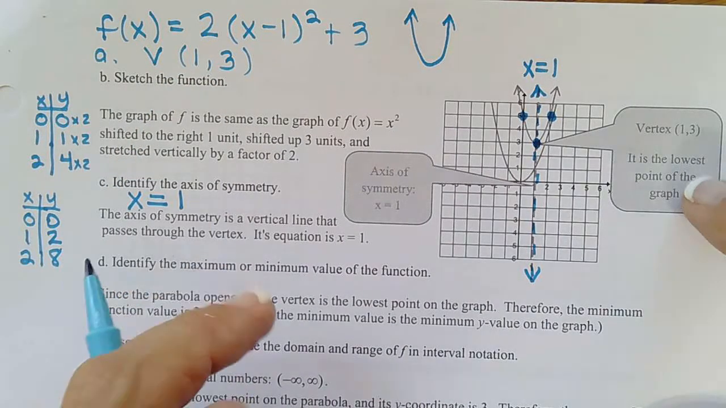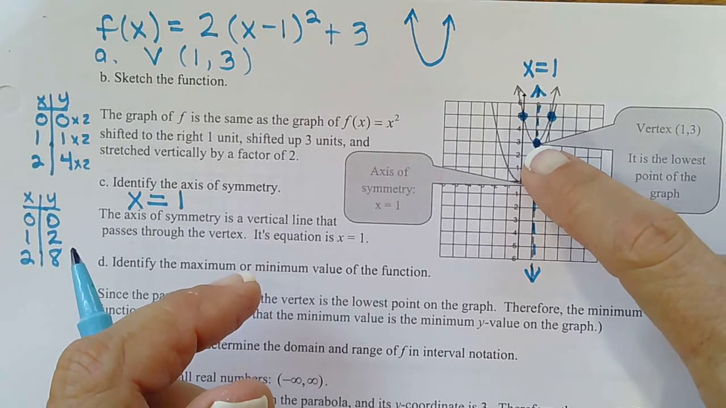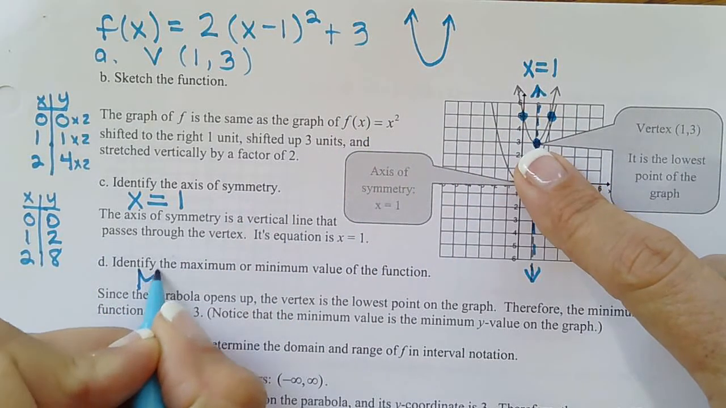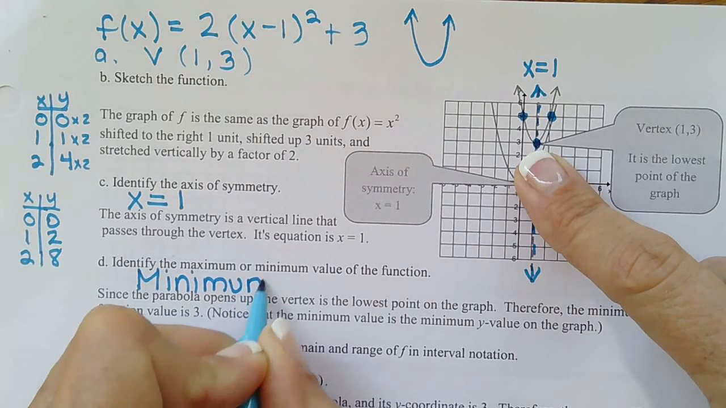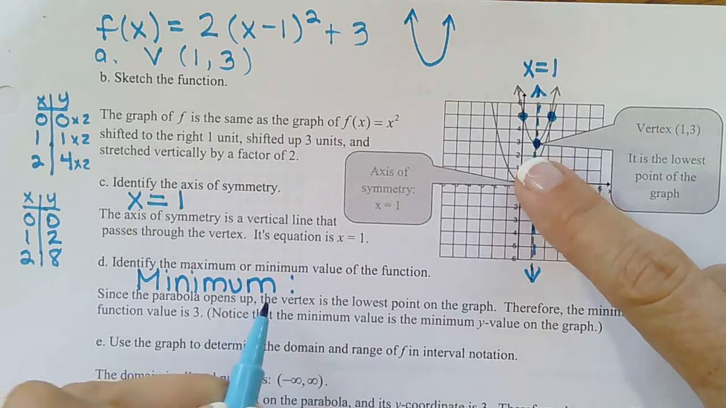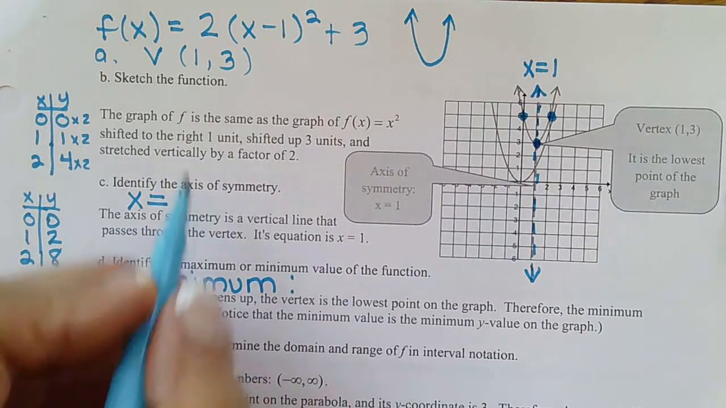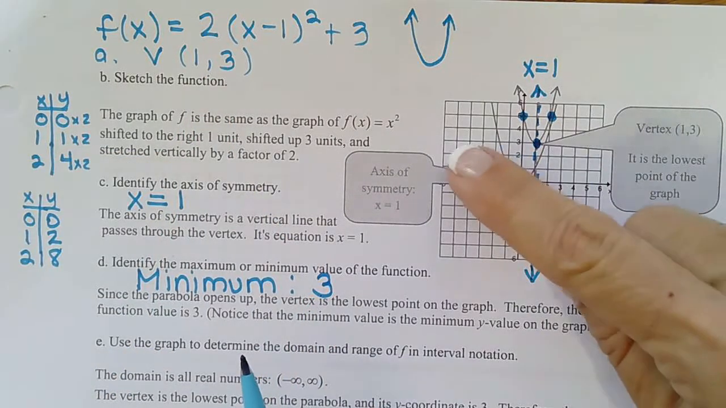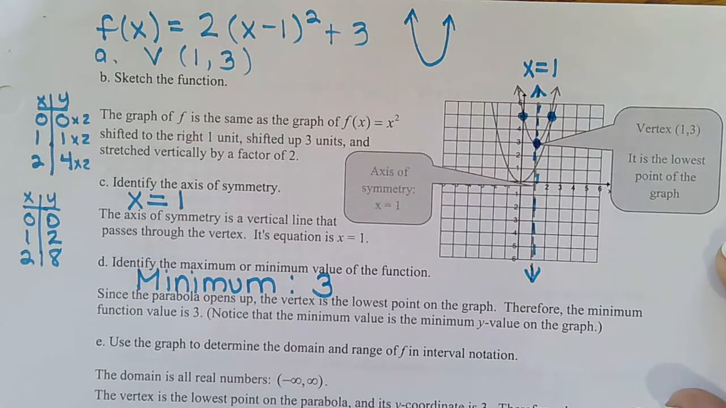Identify the max or min. Well, this is the lowest point on the graph, because remember, we're not looking at the mother function, so we write minimum. And the minimum value is always the y. So x helps us with the axis of symmetry. Min and max are the y, so I write minimum 3. That means the lowest y on the graph is 3, and you can see that it is.